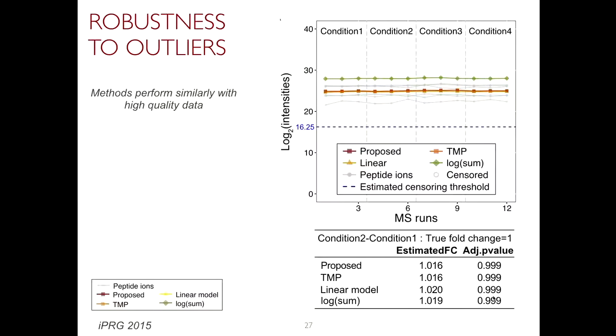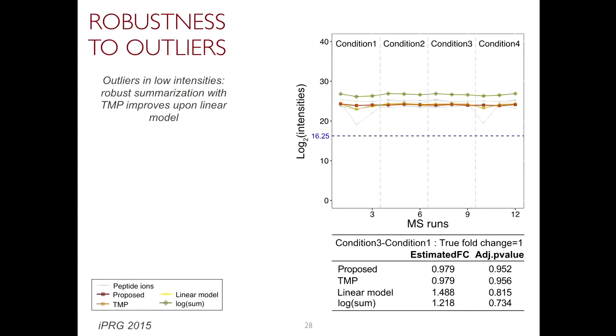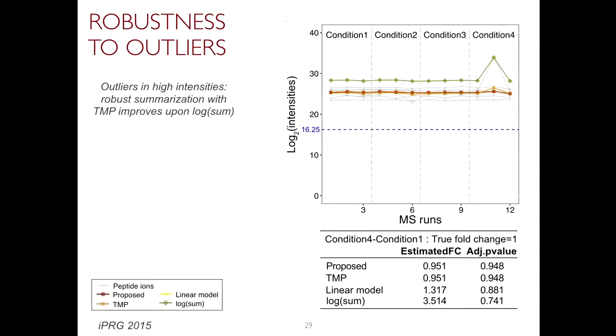So this is good. Now, here is the case where we have some outliers among low-intensity features. When we have low-intensity features that are not quantified correctly, log of sum is not really affected, because with small values it doesn't really matter. It's really the big peaks which affect the log of sum. But linear models would be compromised right away. The other methods are kind of the same. But now when we have an outlier in high-intensity peaks, the situation is different, because now log of sum is very much affected by this, and the linear models are affected too.